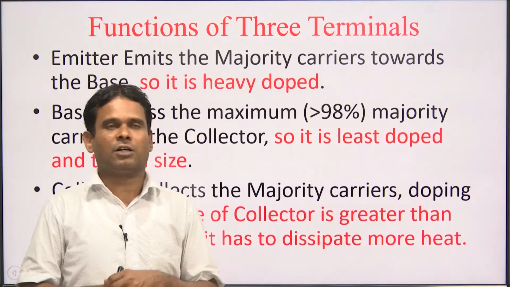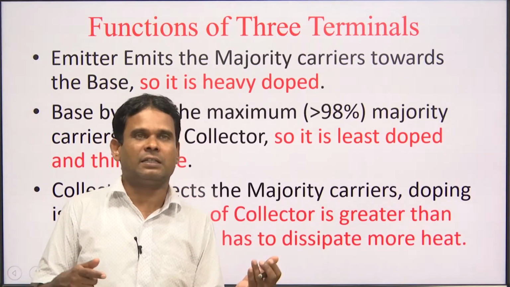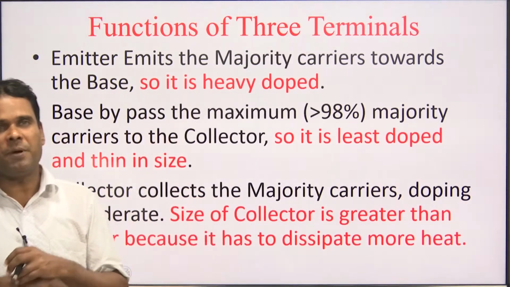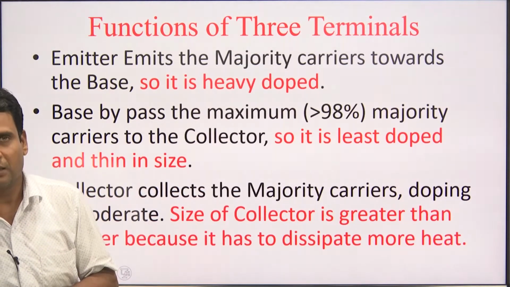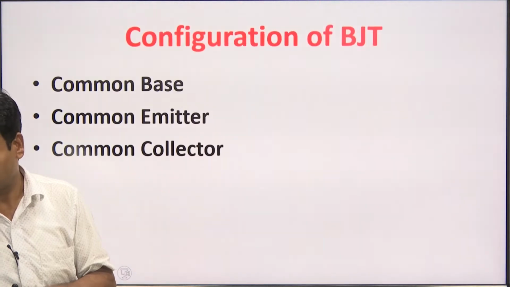On the other hand, the doping of the emitter layer is greater than that of the collector, and the doping of the collector layer is greater than that of the base. This means the base is least doped.